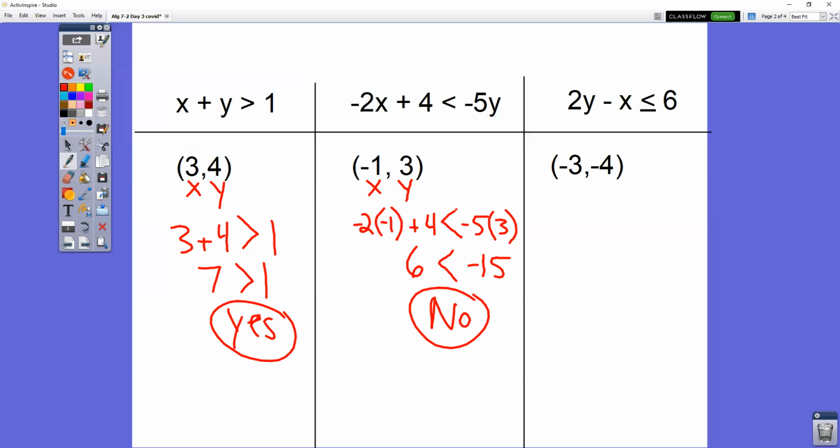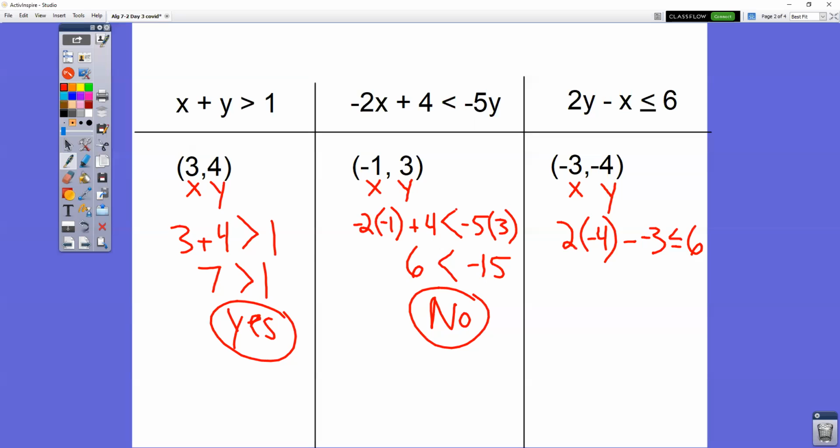Let's take a look at the second one that you had to do. -3 is your x and -4 is your y. We're going to take both of those and sub it in at the same time. Be very careful. Sometimes they try to trick you. A lot of times you have your x first and then your y, but in this one, your y is first in your inequality and then your x. Make sure that you're subbing the right number in the right spot. So we have 2 times -4 minus -3 is less than or equal to 6.